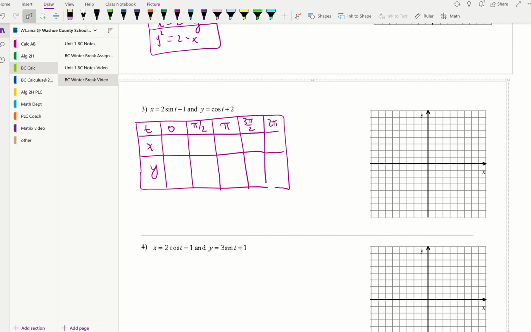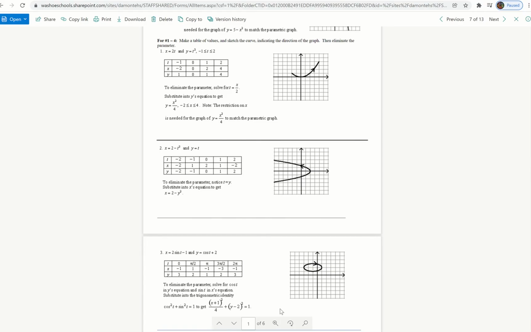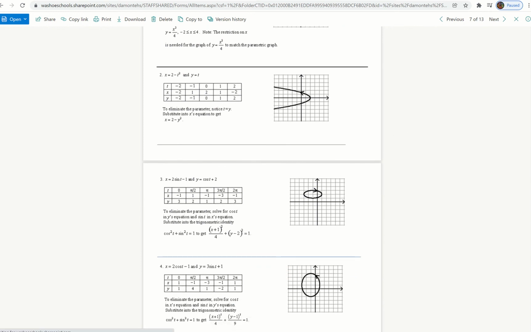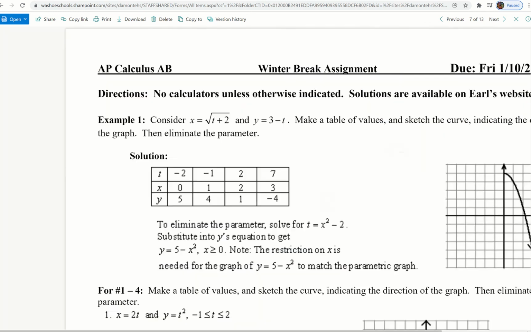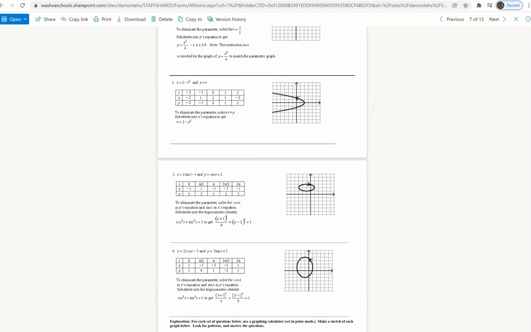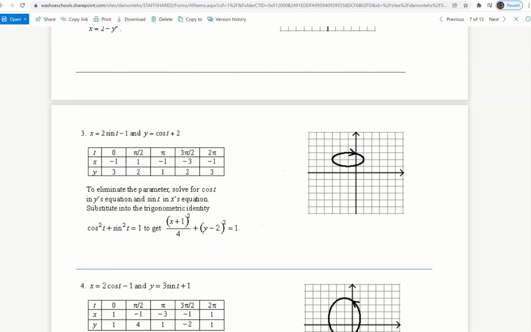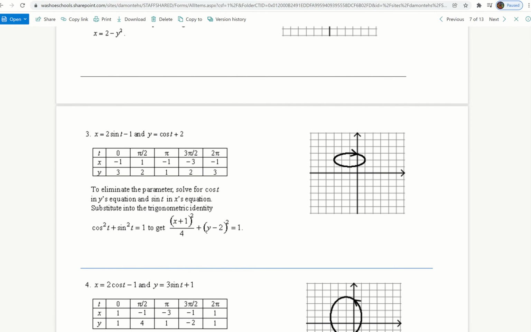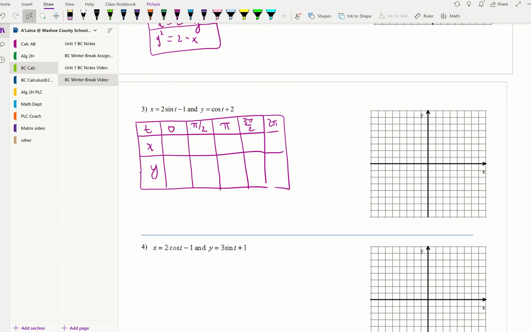And, by the way, I should mention that on Earl's website, we do have all of the solutions for these. And one of the things that's probably a little bit confusing when you first look at them is you might anticipate, oh my gosh, how am I going to graph these with 0, pi over 2? Those numbers are hard to plot. But keep in mind, you're going to be graphing x and y. This is a little preview of what that one's going to look like.